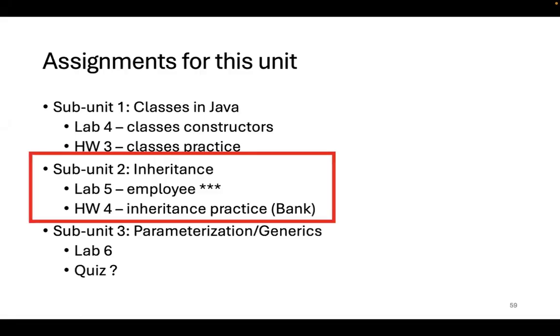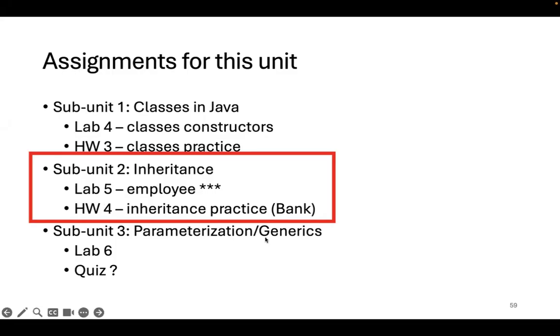Okay, so we're in subunit 2, inheritance. The assignments are going to be lab 5 and homework 4. Lab 5 we're going to work on in class as per usual. This one is really, really important. I find that lab 5 is always the watershed moment where stuff starts making sense, or it's like the biggest mental leap for us to overcome. It's really cool to watch as an instructor, and I hope it's also cool for you as a student. So that's why it's got asterisks there.